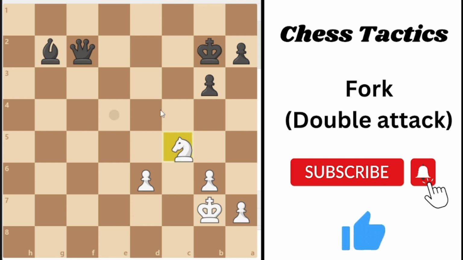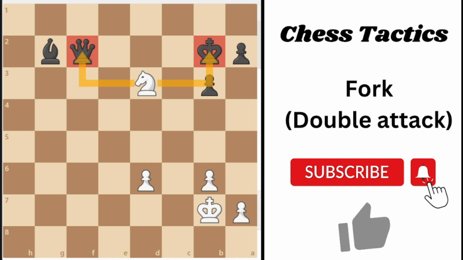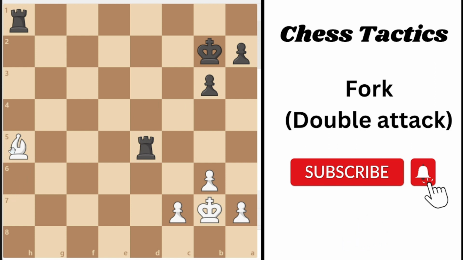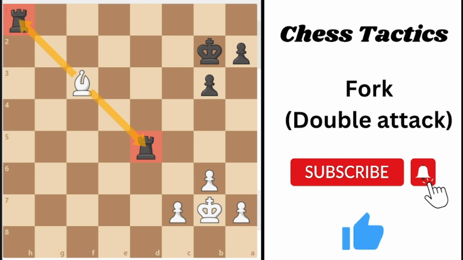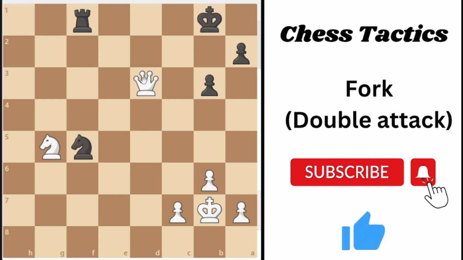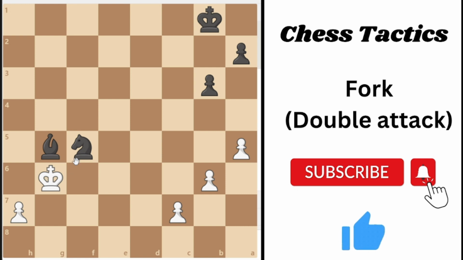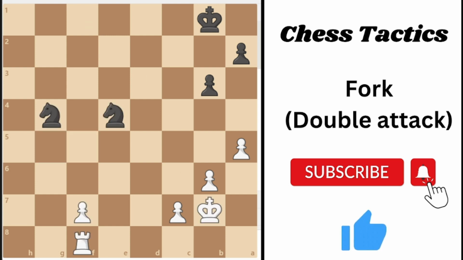This is an example of a fork with a knight. This is an example of a fork with a bishop. Here's the fork with the queen. We fork the king, the rook, and the knight. And this is how we can fork with the king. We are forking the bishop and the knight. And finally, this is how to fork with the pawn. We are forking two knights right here.